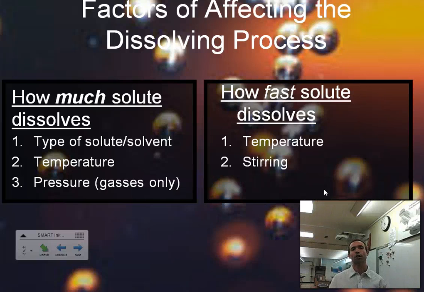Same thing with stirring, without adding the energy or heat. More motion, more dissolving. And then also surface area. If I increase the surface area, that gives me more areas to contact. That will also make my dissolving process go faster. All right.